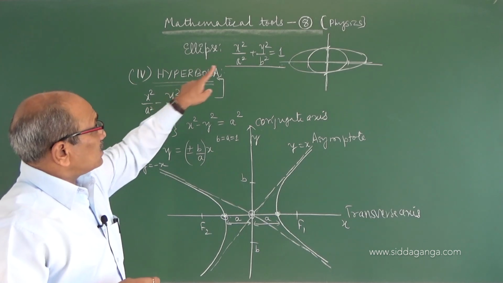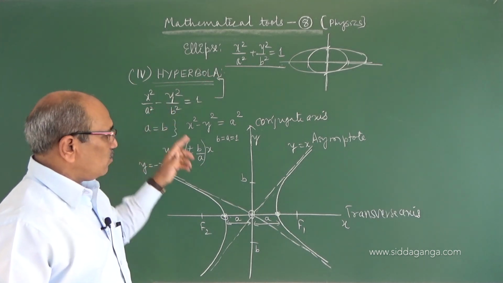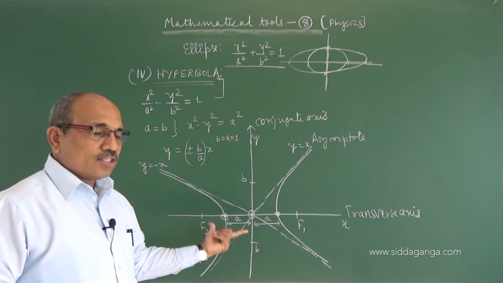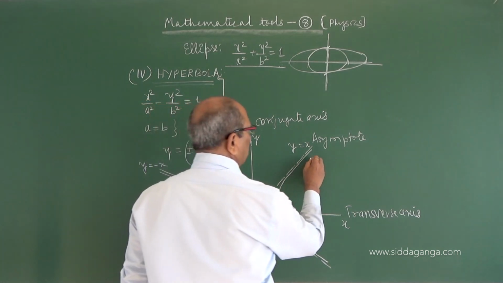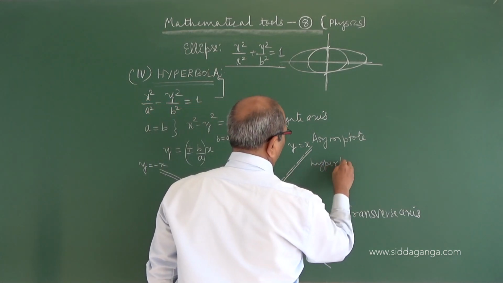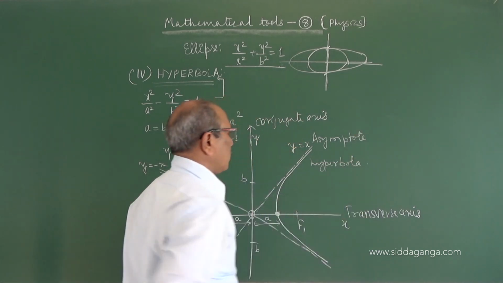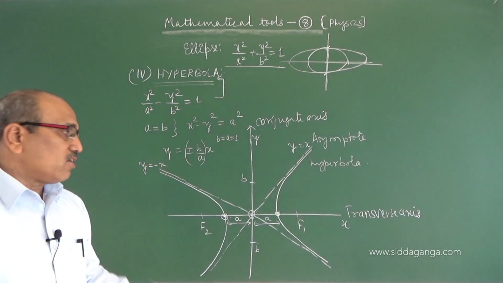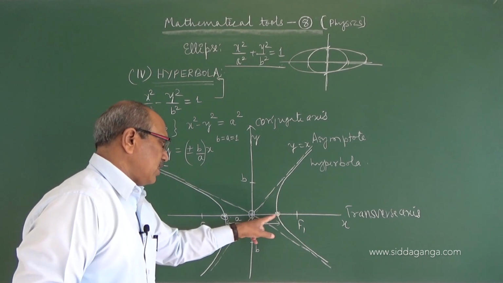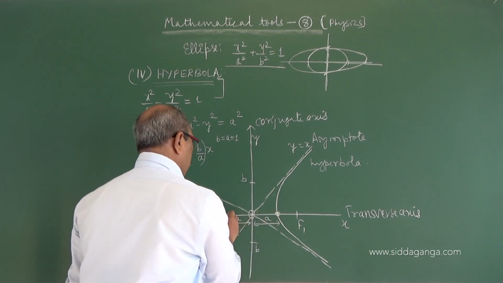So now if you make the plus sign a minus sign, you get a shape. This shape which we are getting is called a hyperbola. Hyperbola we call this, and this is the distance a, the vertices position.